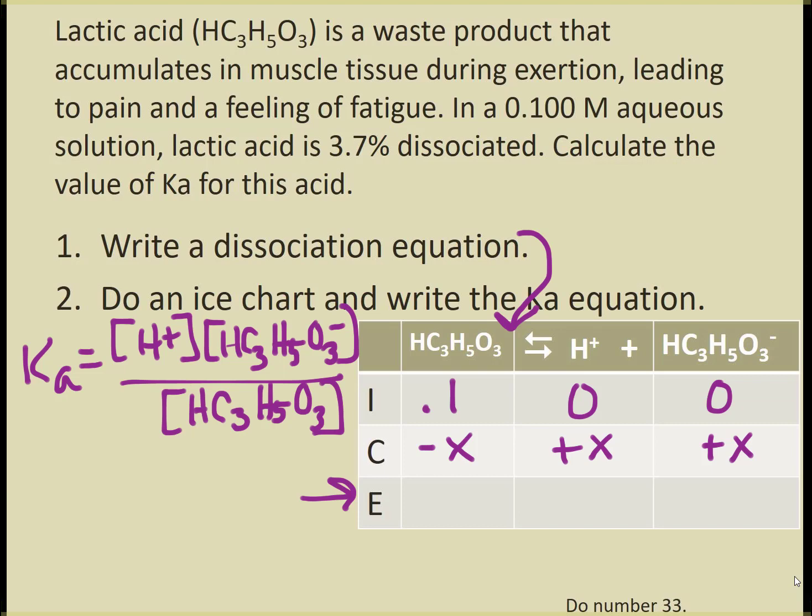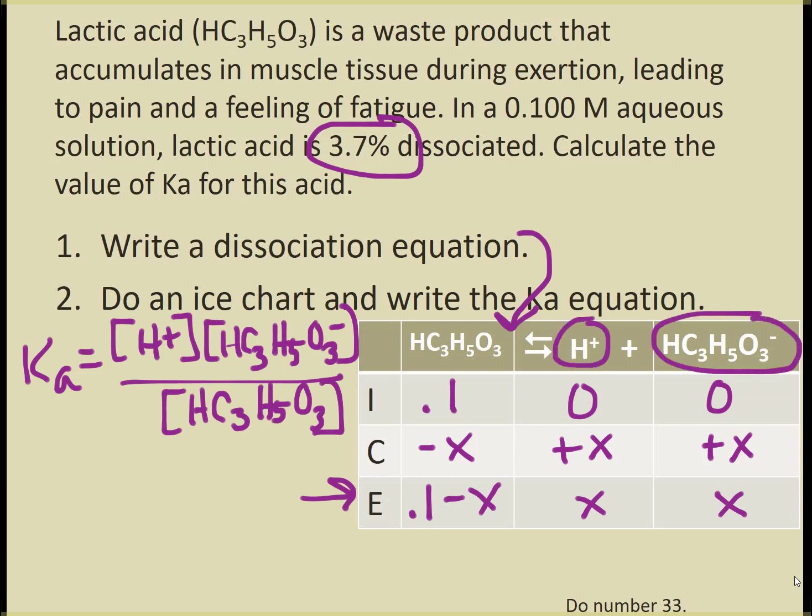So I'm going to pull this down. I'm going to get 0.1 minus x, and this is going to be x, and this is going to be x. So very typical ice box equation. I am given some extra information. This says 3.7% dissociated. And when I look at my hydrogen ion versus my conjugate base ion, I see that they're always going to be the same number.